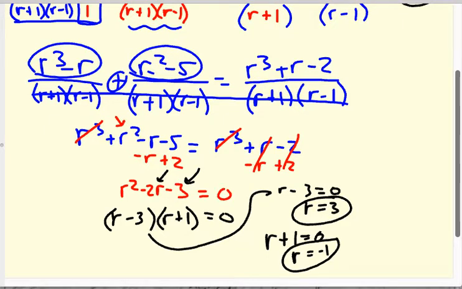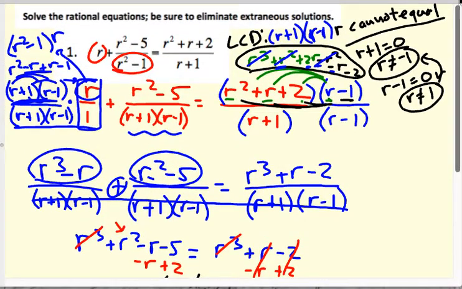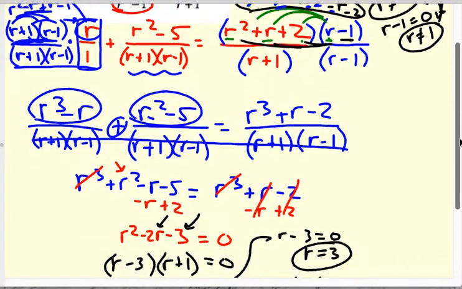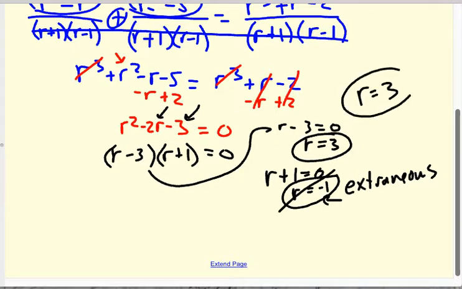So I got 3 and negative 1. If we go back up here, r cannot equal negative 1 or 1. Those would be extraneous solutions. So this right here is an extraneous solution, so you wouldn't write that as one of your answers. R equals 3 is my only solution for this equation. Very good.